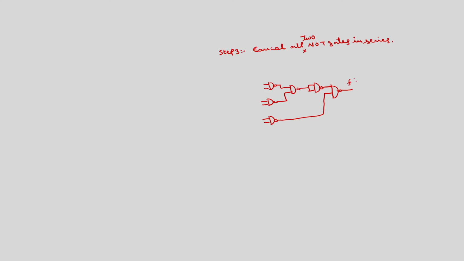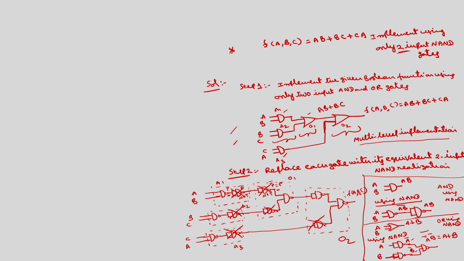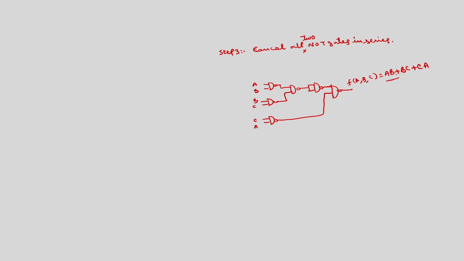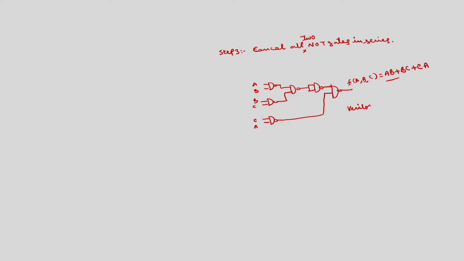This is f of ABC is equal to AB plus BC plus CA. This is AB, BC, CA, right. This is the equivalent circuit, 1, 2, 3, 4, 5, 6. Now, I can use the same CMOS NAND Verilog code which we have written for the 2 input NAND gate to implement the same function without writing a 3 input NAND gate Verilog code. Okay. Now, what is the Verilog code using only 2 input NAND gates?